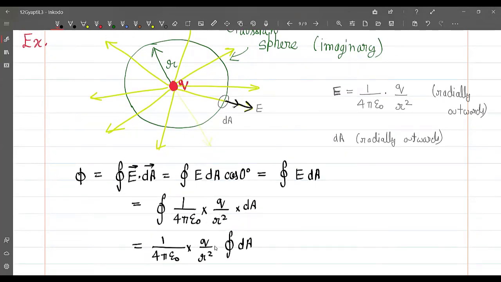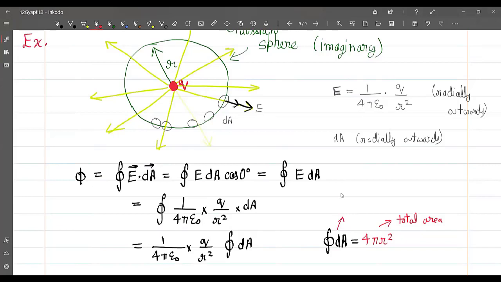All these things are constant. It can be taken outside the integration. Now, the closed integration of dA is basically the total area. Integration gives you the sum of all the things. If you add up all the areas on the surface of this sphere, what do you get? You get the total area. So integration of dA is just 4 pi r square. That is the total area.